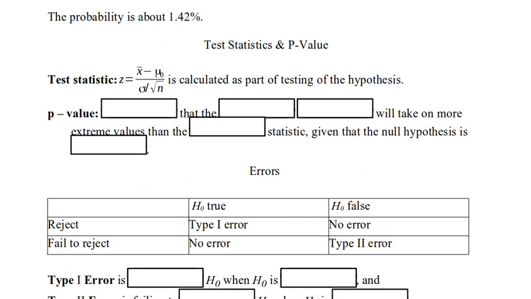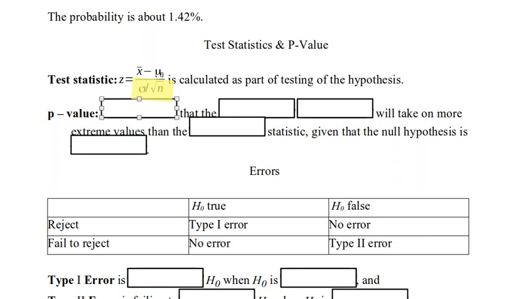The test statistic is our z-value, so that's exactly what you'd expect. The only new part here is, remember that our standard deviation is the standard deviation of the sample means, so we have to take sigma and divide it by the square root of n. Then there's a p-value, and this is new.